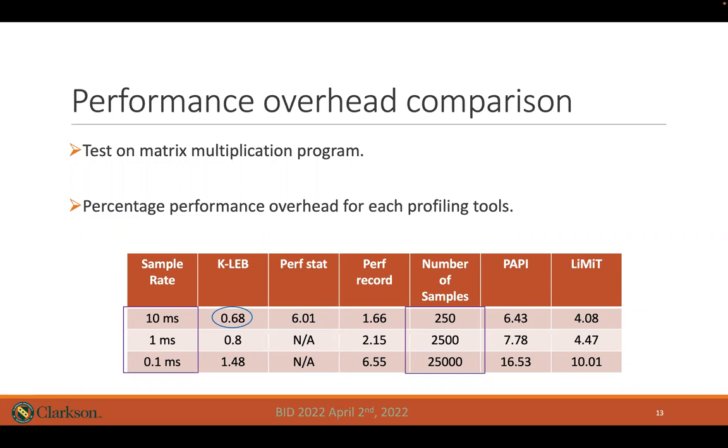K-LEB mitigates the overhead effectively by collecting and keeping the performance counter data in kernel space. This method reduces the expensive overhead from extra system calls that other profiling tools have to make in order to collect the performance counter data.